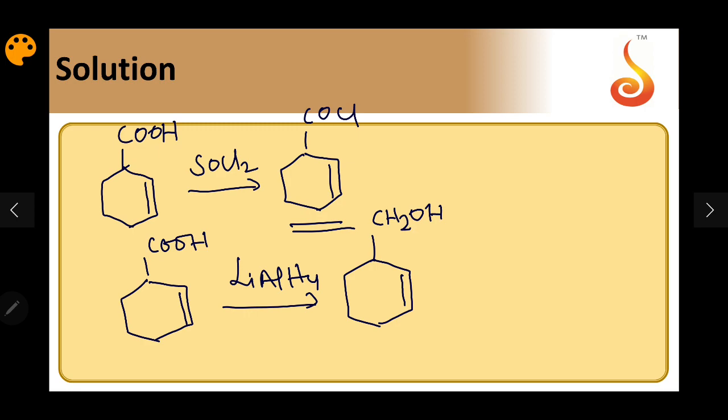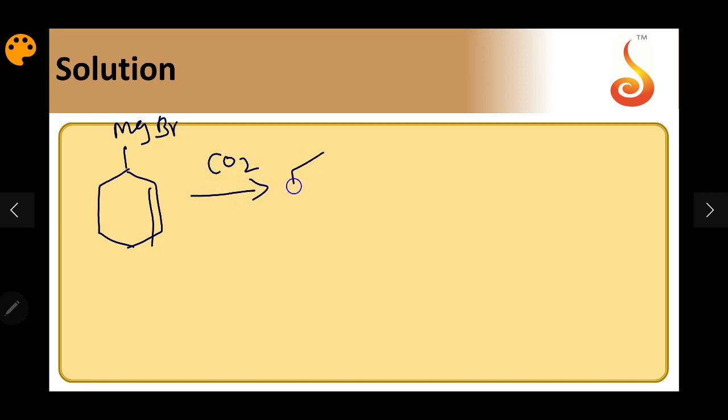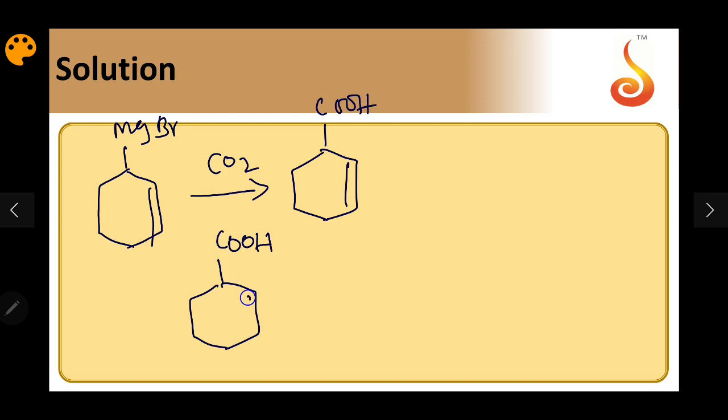The third one, same kind of reactant, you have cyclohexane with one double bond and MgBr. So MgBr, when you react with carbon dioxide, that should become carboxylic acid. This is the product for the third one. And the fourth one, given COOH on heating is becoming cyclohexene.